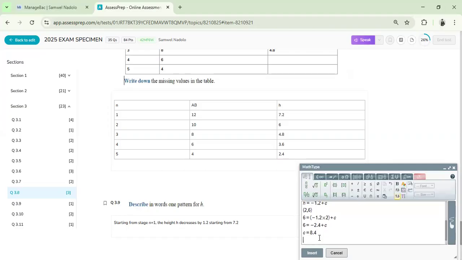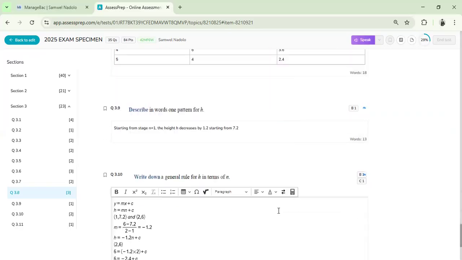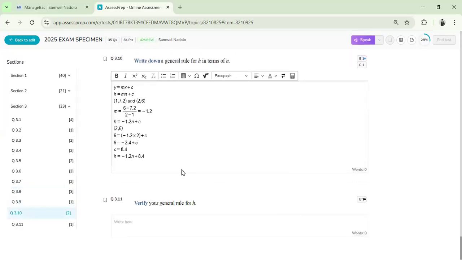You really have to be good with mental math, and it comes by practice. By practice, practice, and practice. So h is equal to negative 1.2 n. Let me put n, we forgot an n up here. Negative 1.2 n plus c, and c is 8.4. So that is the relationship between h and n. So h in terms of n, that is the relationship.